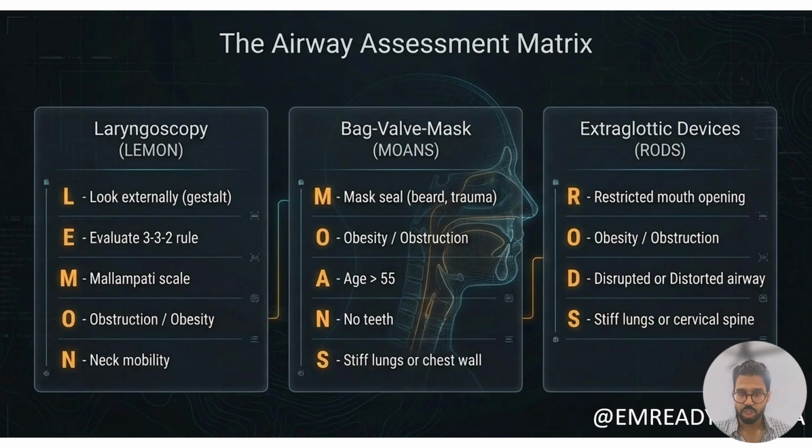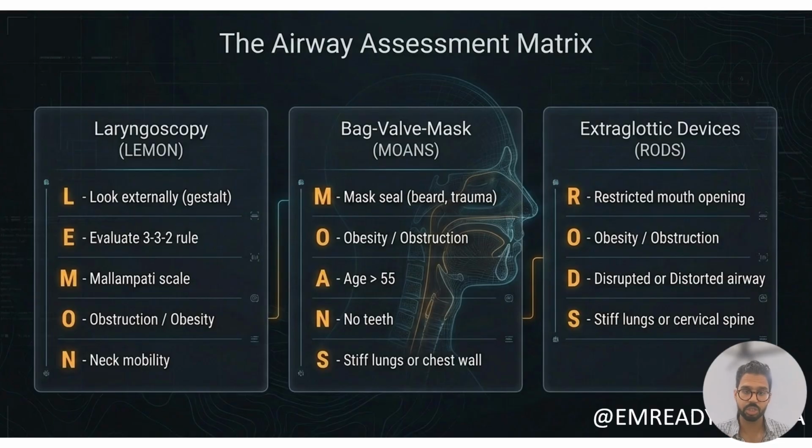Older patients, so age greater than 55. Remember that age greater than 55 is a way you can assess difficulty for BVM. N, if a patient has no teeth, and S, if there are stiff lungs or chest wall. So stiff lungs or chest wall can have an impact on how effective bag valve mask ventilation is.